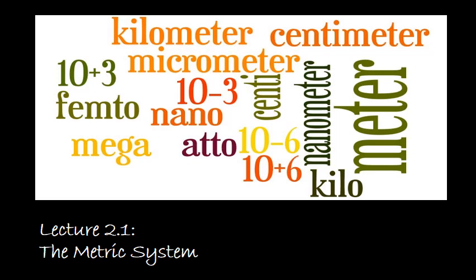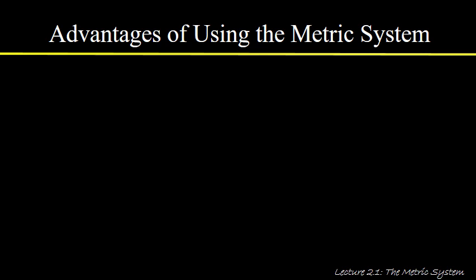Okay, let's start our section on measurement by talking about the metric system. All right, there's a lot of different reasons for using the metric system. Most people in this country, of course, are familiar with the English system with feet and pounds and gallons and things like that. And those are fine, but for scientific work, we almost always use the metric system because there are a lot of advantages to that.